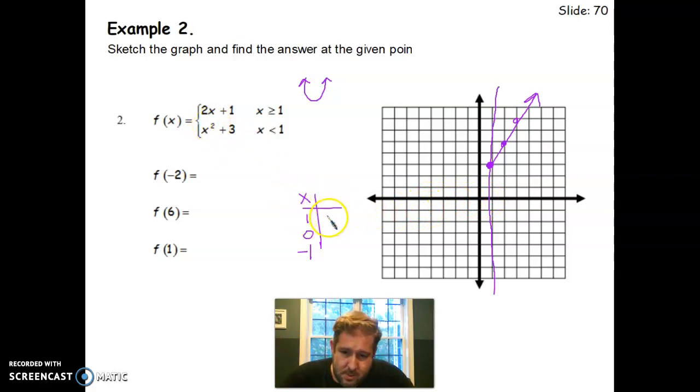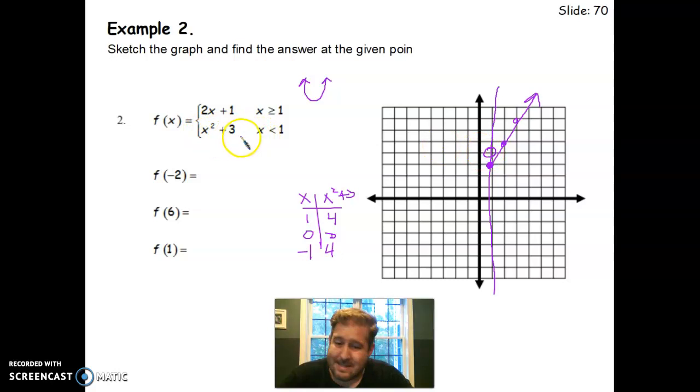1 squared is 1 plus 3 is 4. So if I'm doing x squared plus 3, 0 squared is 0 plus 3 is 3. Negative 1 squared is 1, 1 plus 3 is 4. So 1, 1, 2, 3, 4. So it looks like it's going to be an open circle right here.